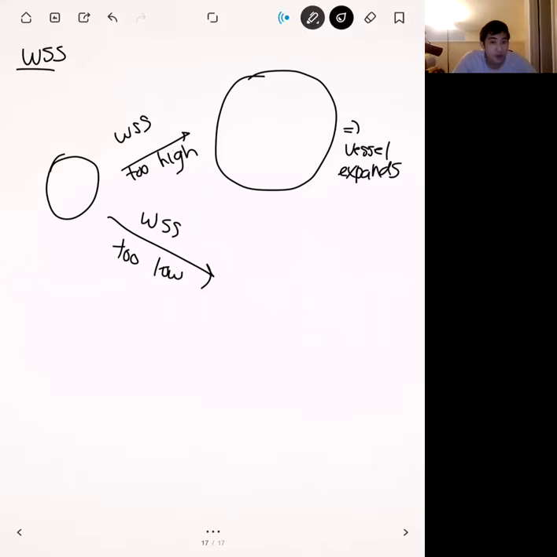And then the opposite will happen if the wall shear stress is too low. The vessel is going to constrict, and what it hopes to do is concentrate the velocity path lines in order to increase the amount of wall shear stress. I should be more clear here. When I say the vessel expands, what I mean is the vessel diameter expands.